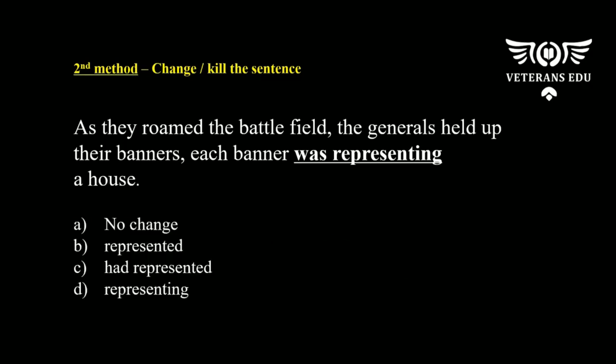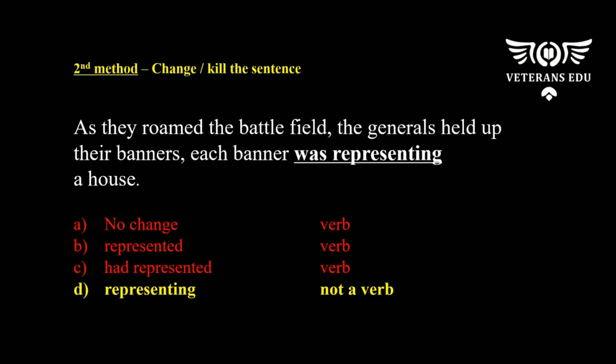Answer choice A, was representing, is a verb. So this is a run-on sentence error. "As they roamed the battlefield, the generals held up their banners." This is a sentence. "Each banner was representing a house." This is a sentence. So this is a comma splice error. Both B and C, represented and had represented, are still a verb. And this results in the same error. And this leaves us with answer choice D, the correct answer.